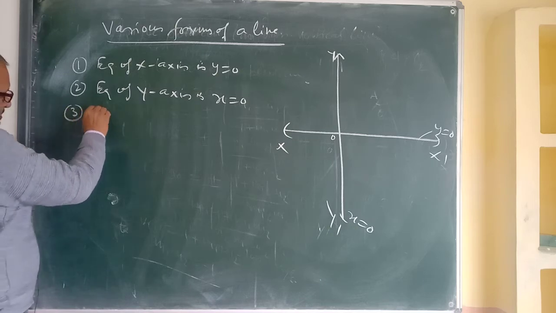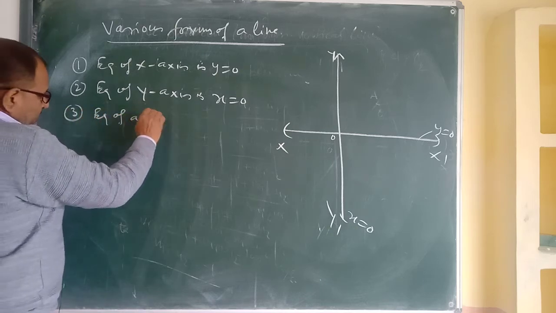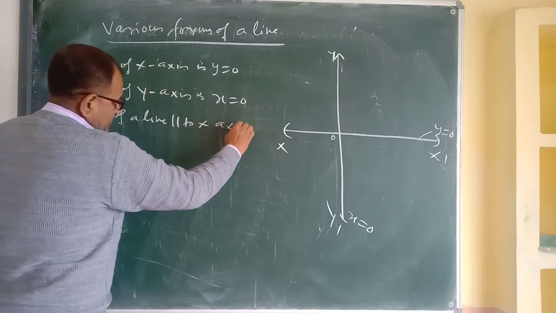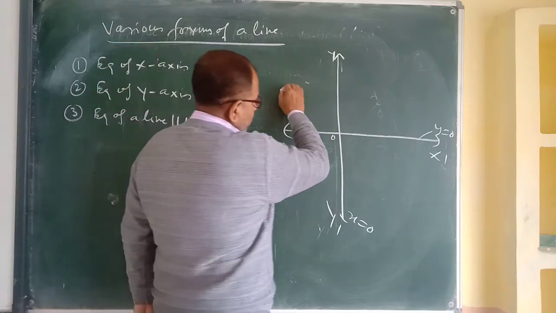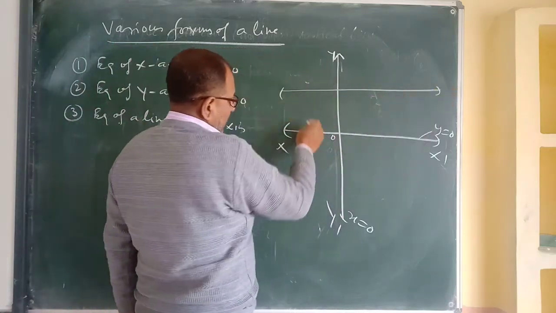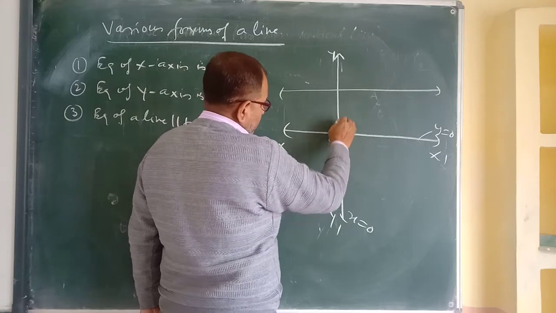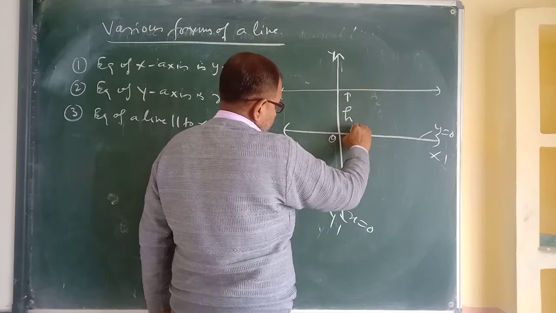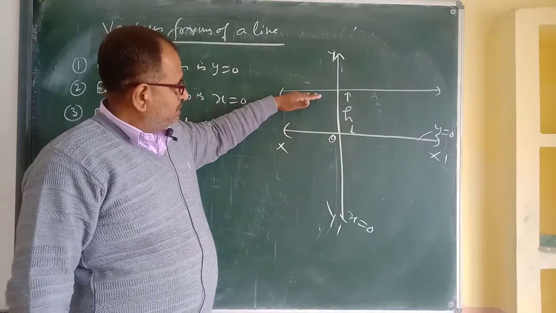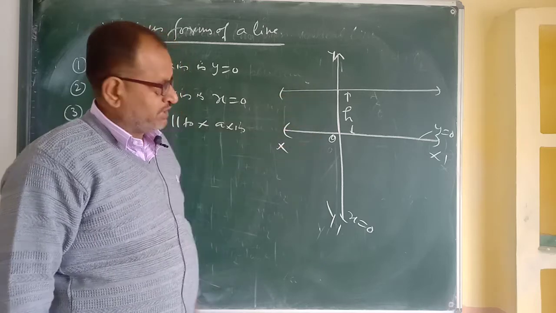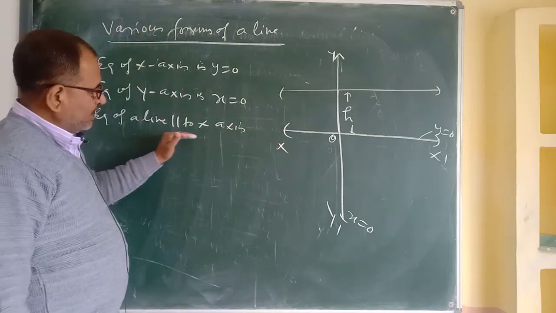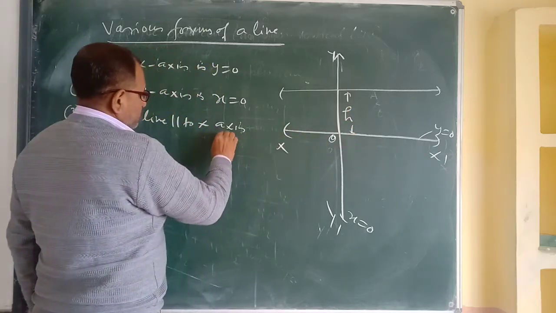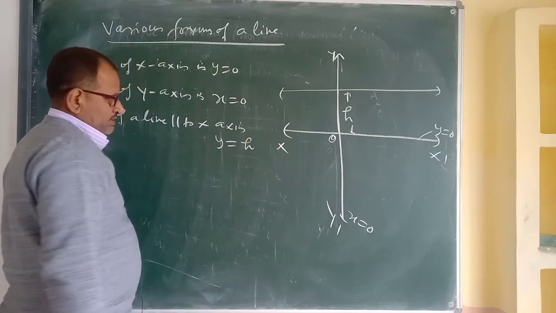Next, equation of a line parallel to x-axis. Equation of any line parallel to x-axis, like this. This line is parallel to x-axis. This is origin. Suppose this distance is h. Distance of the line from the x-axis is h unit. So equation of a line parallel to x-axis is, this distance is on y-axis, so we will write y is equal to h.